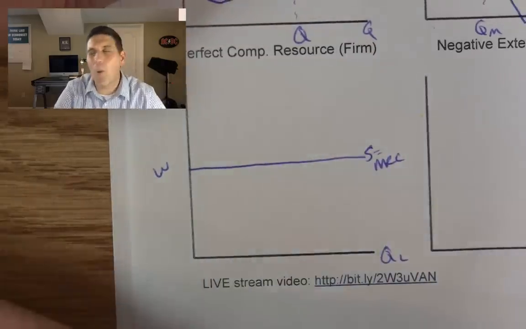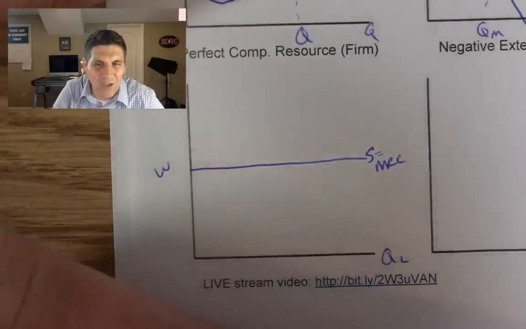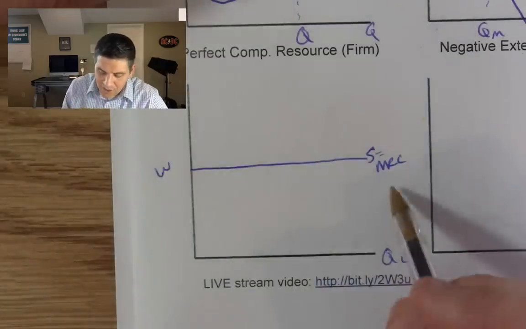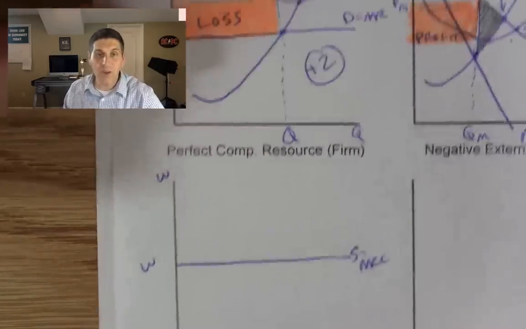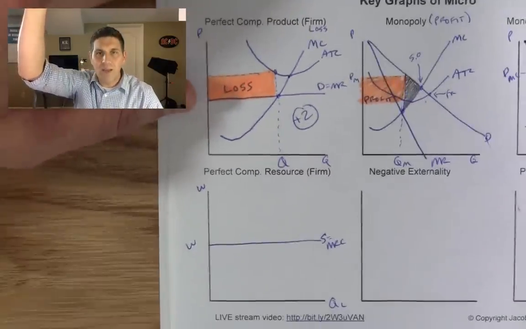Now, by the way, there is no profit or loss to draw. There's no ATC to actually draw here, so don't freak out about that. There's a marginal resource cost, which is a horizontal supply, not a horizontal demand, right? And then you have a marginal revenue product. Notice, though, if you can see these next to each other, it might help. Look at that marginal cost above it, and notice what I'm doing.